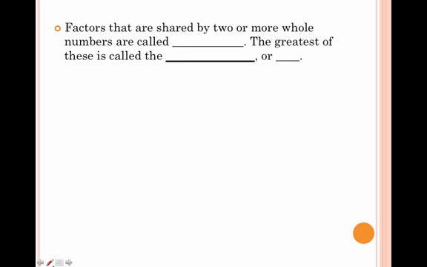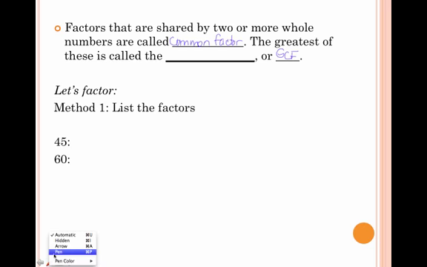Okay, so factors that are shared by 2 or more numbers are called common factors. The greatest of these is called the greatest common factor, or GCF. So, greatest common factor. Let's look and see how we're going to find the greatest common factor. One way to do it would be to just list out all the factors of each of these numbers. I want the greatest common factor of 45 and 60, so I'll start. That's 1 times 45, and then I've got 3 times 15, and then I've got 5 and 9. So I've got all these factors for 45.